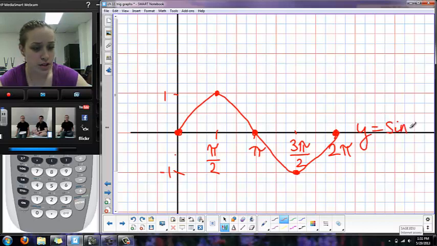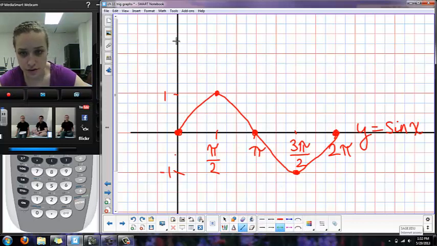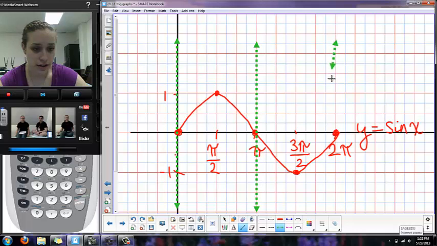Now, we just said that cosecant has vertical asymptotes at 0 degrees, right? Because that's when sine is equal to 0. At pi, because every time that sine crosses the x-axis, every time it's 0, cosecant is going to be undefined. So that's where we're drawing these vertical asymptotes.